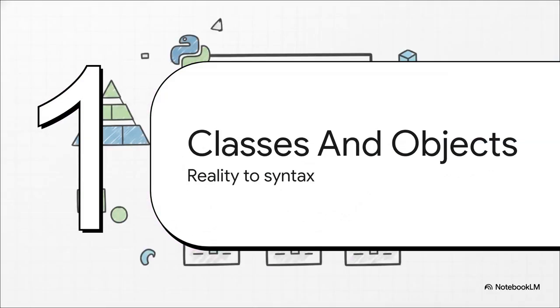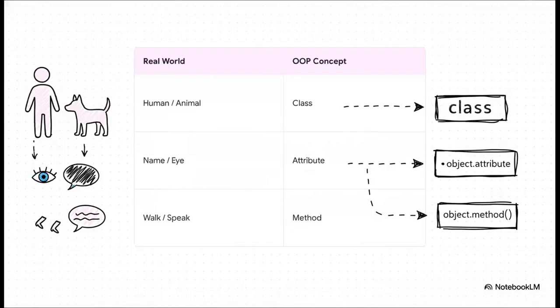Moving to Section 2. Blueprints, classes, and objects, and how we map reality to syntax. Think about how neatly all this maps out. It really is amazing how direct the translation from a physical entity to Python syntax is. If you take a real-world entity, let's say a generic human or an animal, that becomes your class. The specific characteristics, a name or eye color, those become your attributes, which are basically just variables. And the actual things they can do, the verbs like walking or speaking, those become methods. It's pretty much a direct one-to-one translation of reality right into your code.